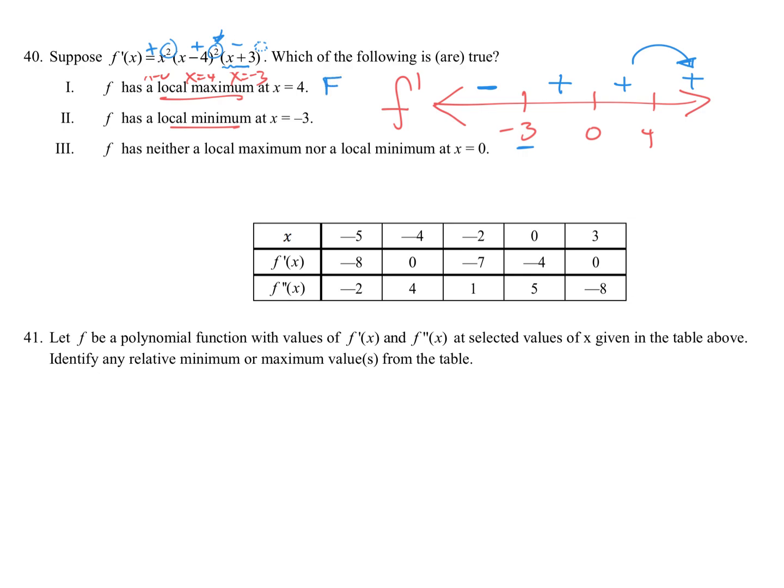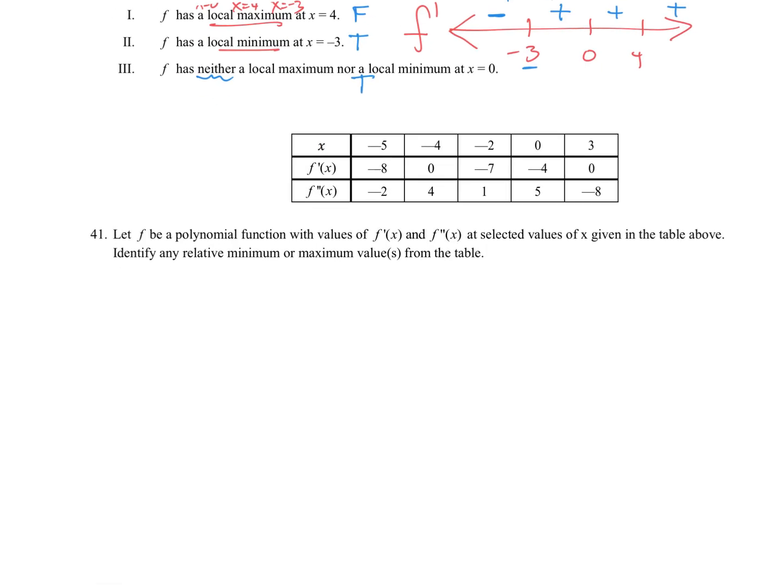F has a local minimum at x equals negative 3. That's true because f prime changed from a negative to positive. And f has neither a local max nor min at x equals 0. That's also true because there's no sign change, so that would be a neither. So we got a false, true, true.